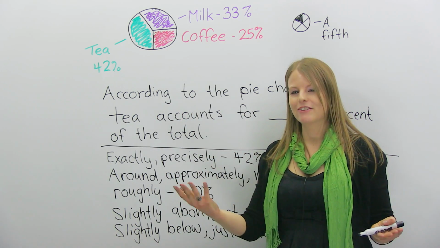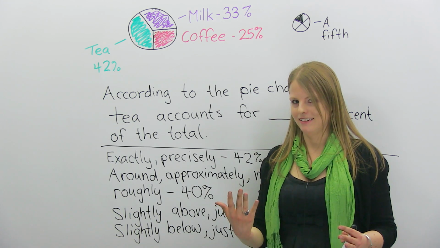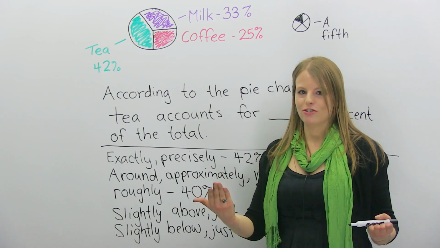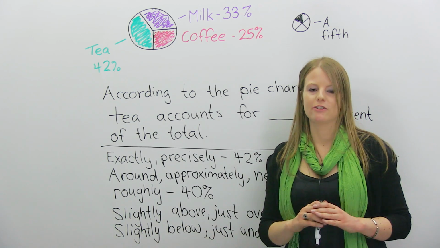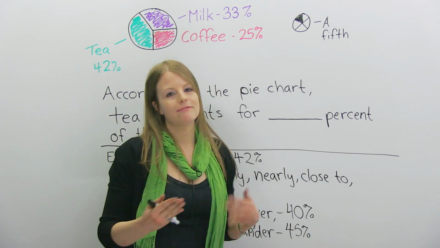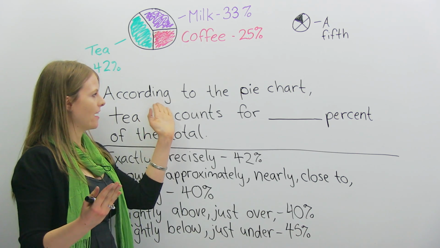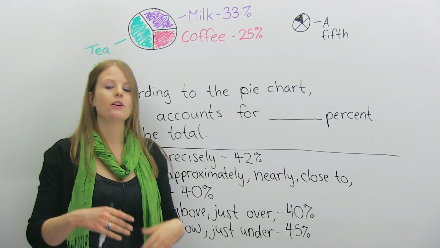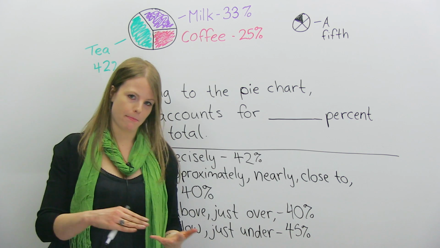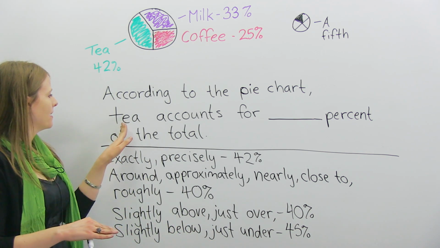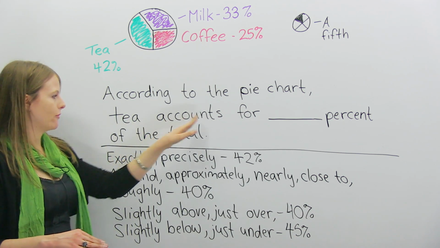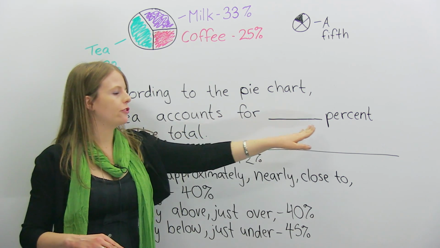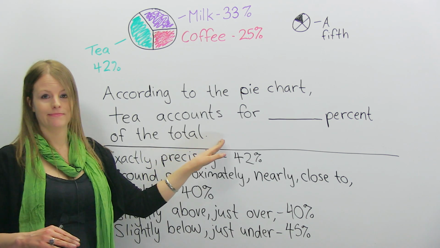Now again, on the IELTS, usually they're a little bit more complicated, but just to learn from, imagine you were given a pie chart like this. How could we describe it? Well, again, a great sentence to use is according to the pie chart, or as we can see from the pie chart, tea, okay, it says here 42%, tea accounts for 42% of the total, okay?